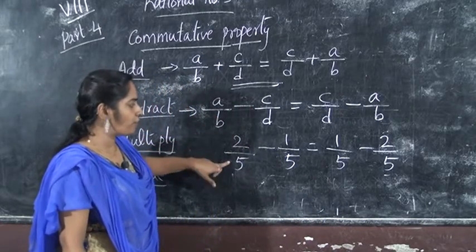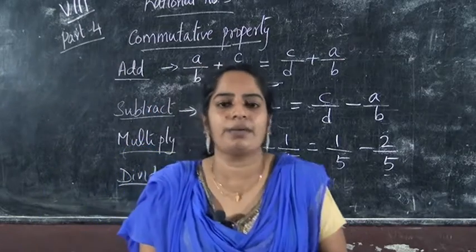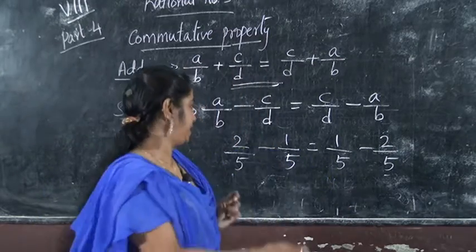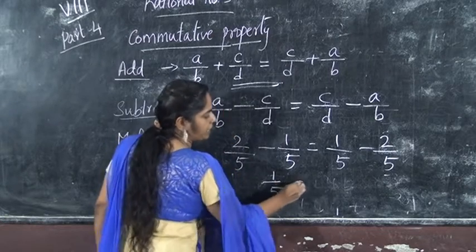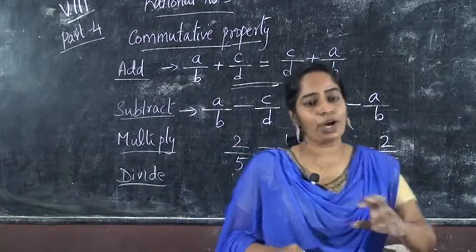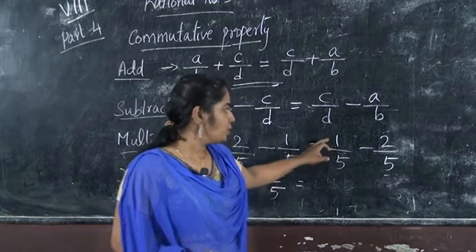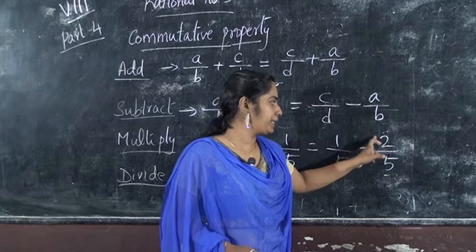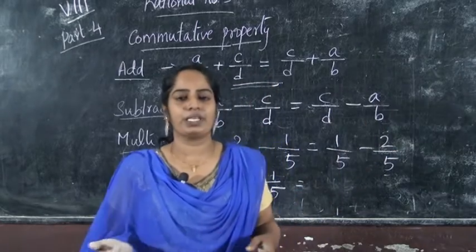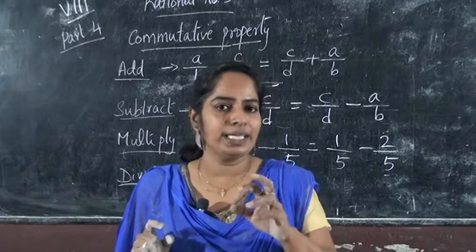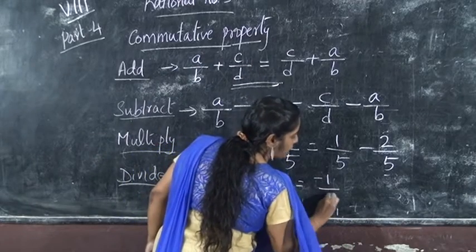So here 2 by 5 minus 1 by 5. Because the denominators are the same, we can subtract the numerators. 2 minus 1 is 1, so 1 by 5. Here 1 minus 2, the denominators are the same, 5 and 5. So the numerator is 1 minus 2. What is 1 minus 2? It is 1 with a minus sign. So here it is minus 1 by 5.